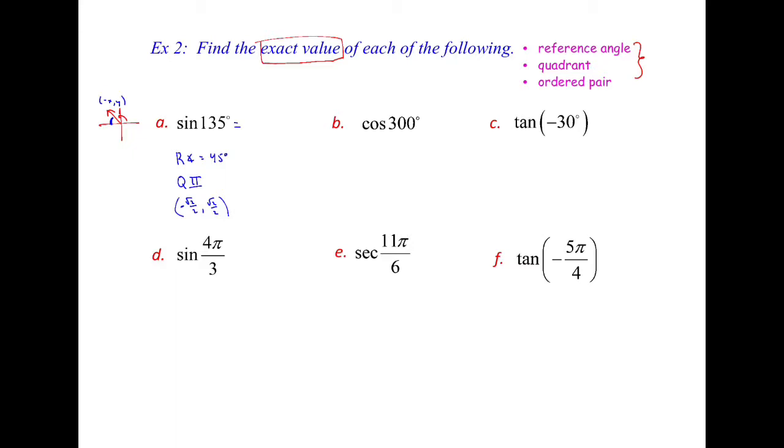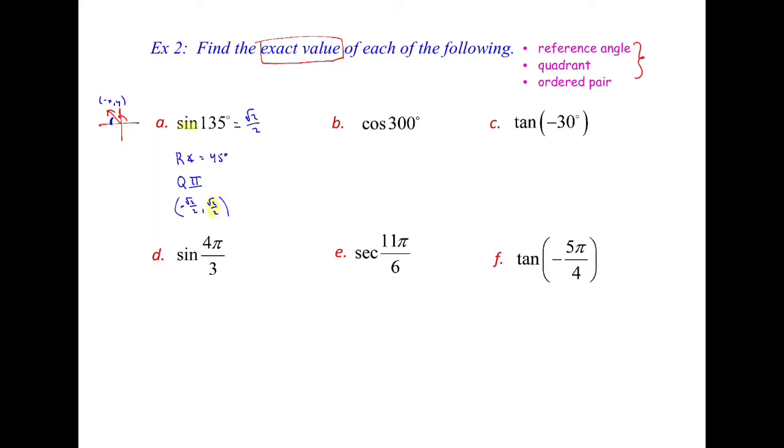Now that you have all this listed out, you can answer any of the 6 trig questions. Cosine is your x, sine is your y, tangent is your sine divided by cosine, and then you can use the reciprocals for the other 3. So this one's saying sine of 135 degrees. Since it's sine of 135 degrees, sine represents the y value. So of the ordered pair, it's square root of 2 over 2, and it will be a positive square root of 2 over 2. And there you go.